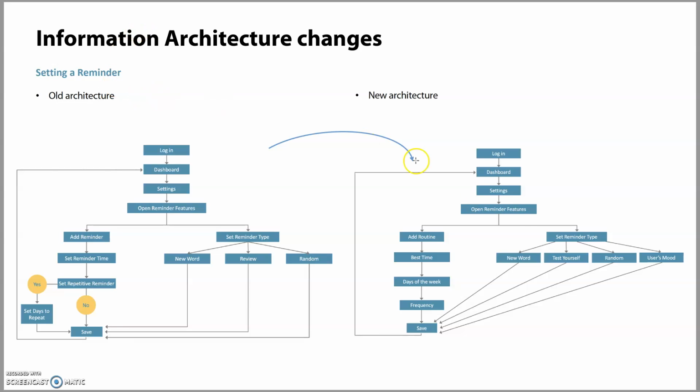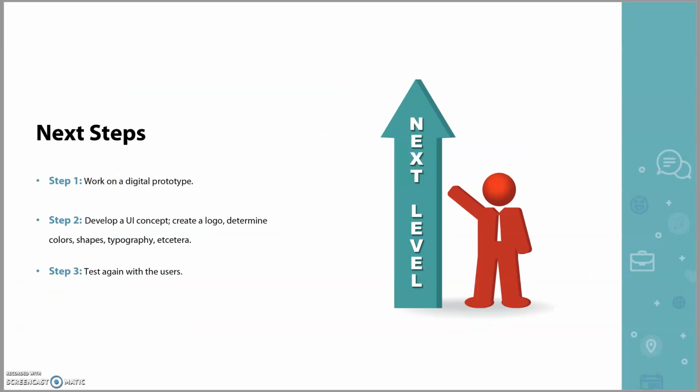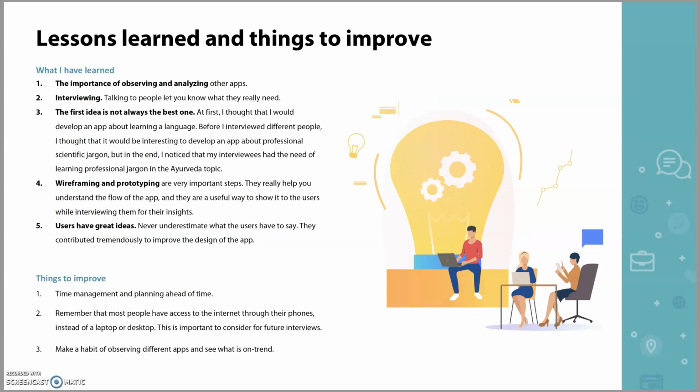Then for setting a reminder, the main change is a fourth type of reminder, which is the user's mood. That was also a suggestion of one of the users. Next steps: work on a digital prototype, develop a UI concept, create a logo, determine colors, shapes, typography, etc., and test again with the users.